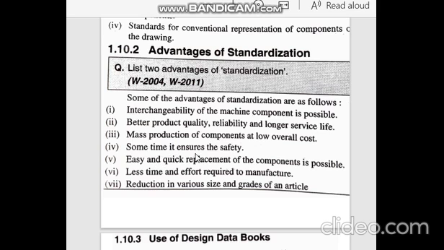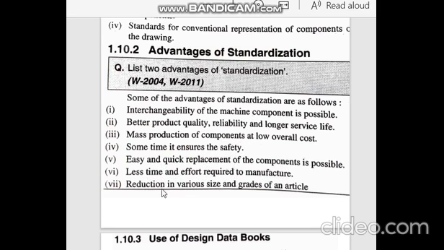Then sometimes it ensures safety. For safety purposes also, I was telling you about checking houses, roads, and building dams. Even with motorcycles, when you are driving, if it is not according to standard, you may go and dash against somebody, because something became loose, some part came off when you are at high speed. So for safety purposes also standards are useful. Easy and quick replacement of components is possible. Then less time and effort are required to manufacture. If you are following standardization, producing will take less time and less effort.